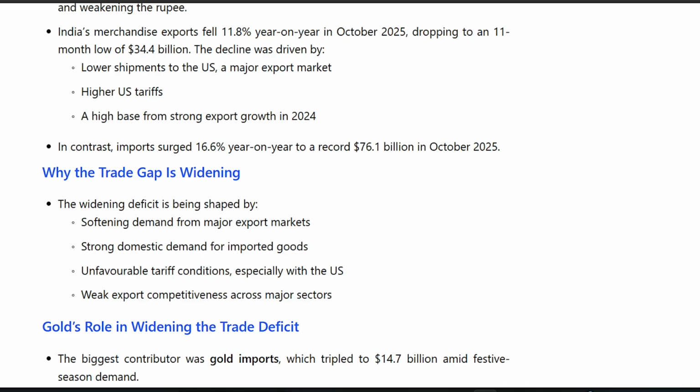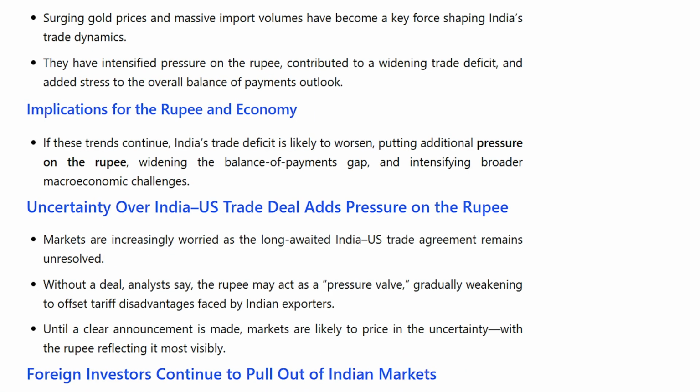The biggest contributor was gold imports, which tripled to $14.7 billion amid festive season demand. Surging gold prices and massive import volumes have become a key force shaping India's trade dynamics. They have intensified pressure on the rupee, contributed to a widening trade deficit, and added stress to the overall balance of payments outlook. Implication for the rupee and economy. If these trends continue, India's trade deficit is likely to worsen, putting additional pressure on the rupee, widening the balance of payments gap and intensifying broader macroeconomic challenges.